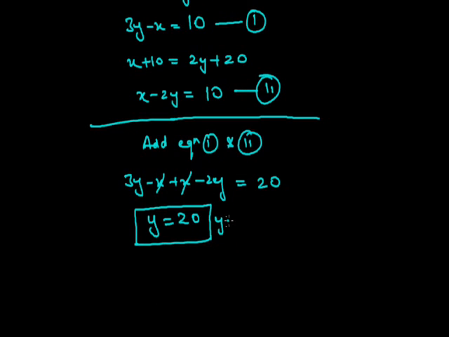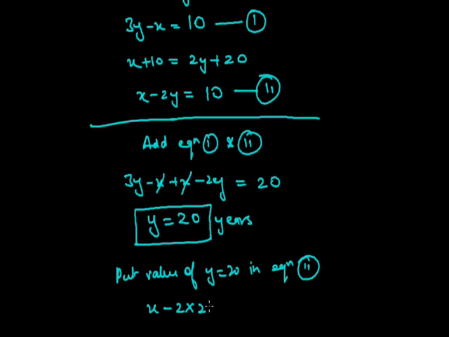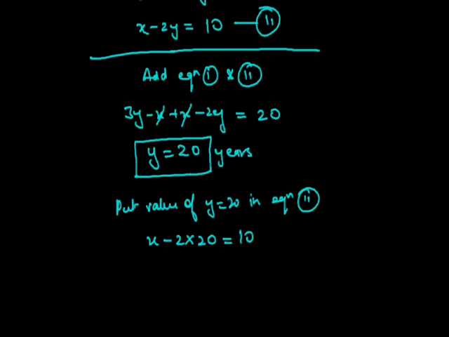So as we got the age of B as 20 years, now we can put the value of y in any one of the equations and we'll get the value of x. So let's put the value of y as 20 in equation second. So we'll get x minus 2 into y, that is 20, is equal to 10, and accordingly x is equal to 10 plus 2 into 20. We take this 2 into 20 to the right hand side, so it will become plus. So 2 into 20 is 40, so x will be equal to 50 years.